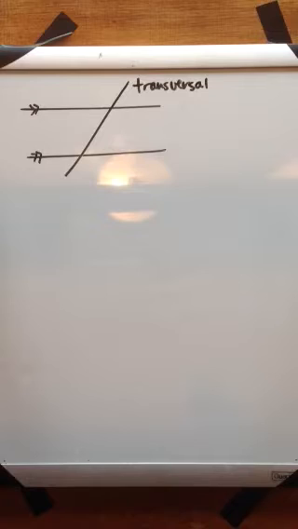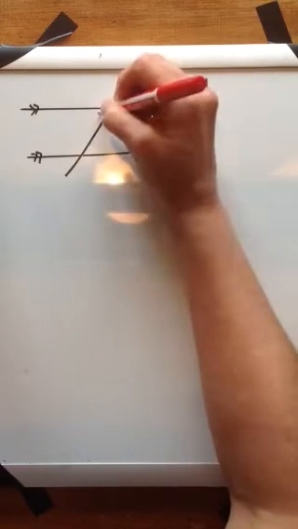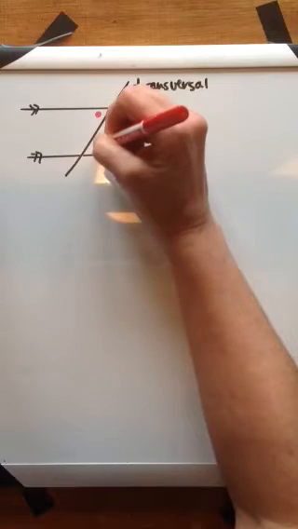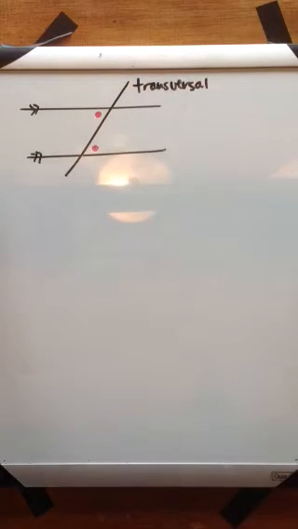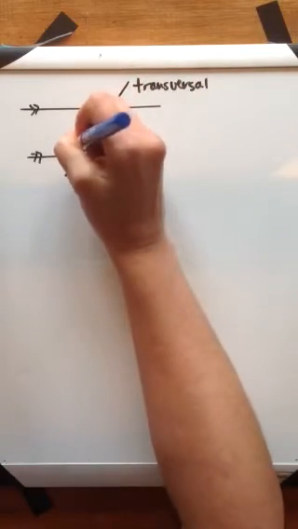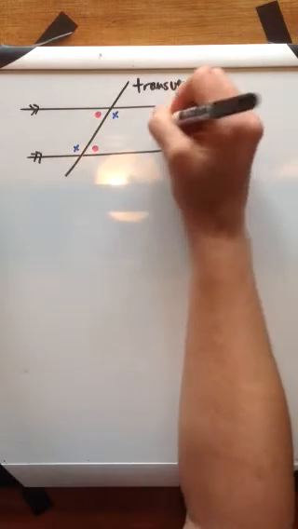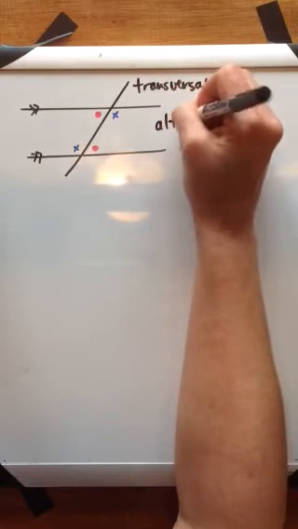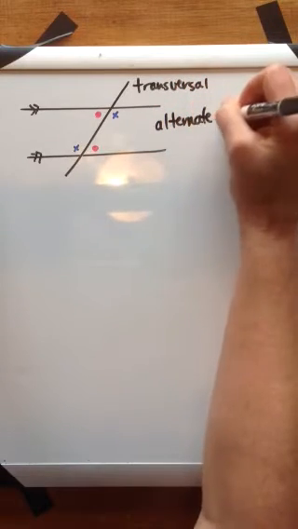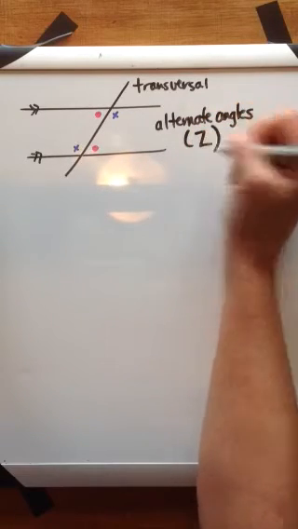The first one is, we notice if we look inside the parallel lines, that this angle here and this angle here are both less than 90. Not only are they both less than 90, they're actually identical. And the same thing can be said for these blue angles too. So this is an example of something called alternate angles. Or you may have remembered an acronym called Z.